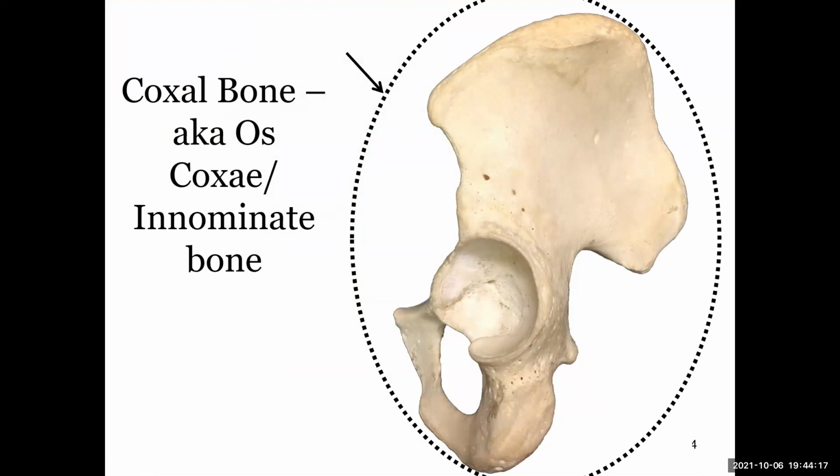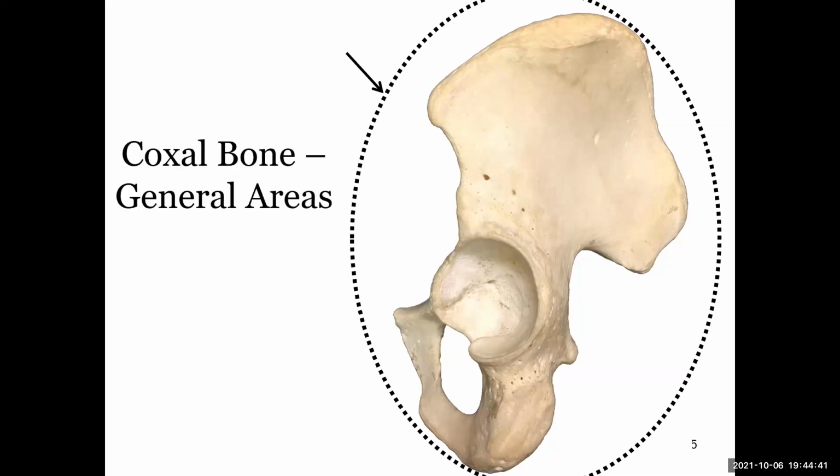Now there's three different names that you can use if you so choose. You have choices here. You can call it the coxal bone, the os coxa, or the innominate bone. I use os coxa. It's just a habit that I've gotten into for a long time. Okay, so the os coxa is going to be made up of three bones that eventually fuse in your teenage years.